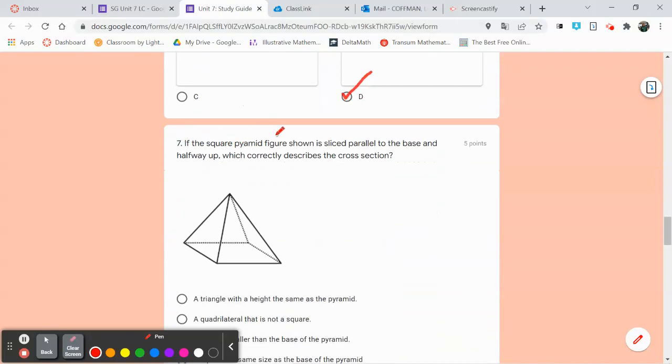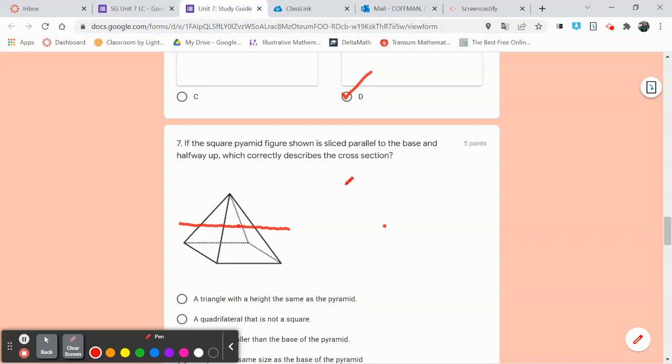If the square pyramid shown is sliced parallel to the base and halfway up, which correctly describes the cross section? So parallel to the base. Here's your base. It's a square. We are going to draw a cross section parallel to the base. That means a cross. So anytime you do them across, they're going to match the base. And since this is a pyramid and goes up to a point, that means it's getting smaller, right? It's going to match your base shape, but it's getting smaller because as it goes up, you're going up to a point and it gets smaller.